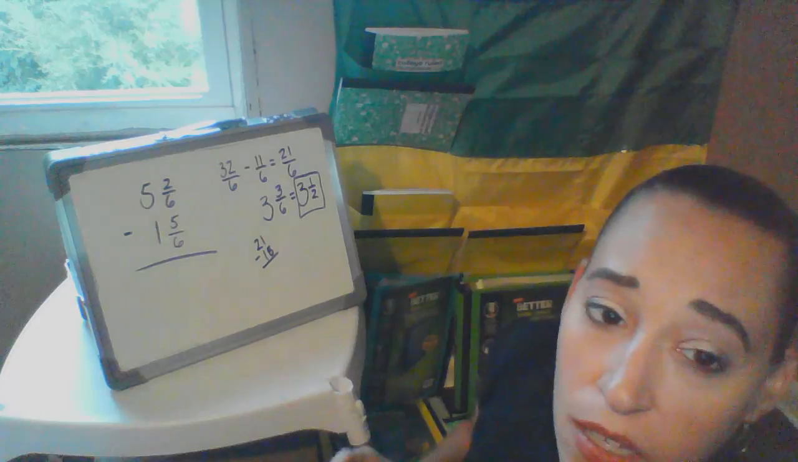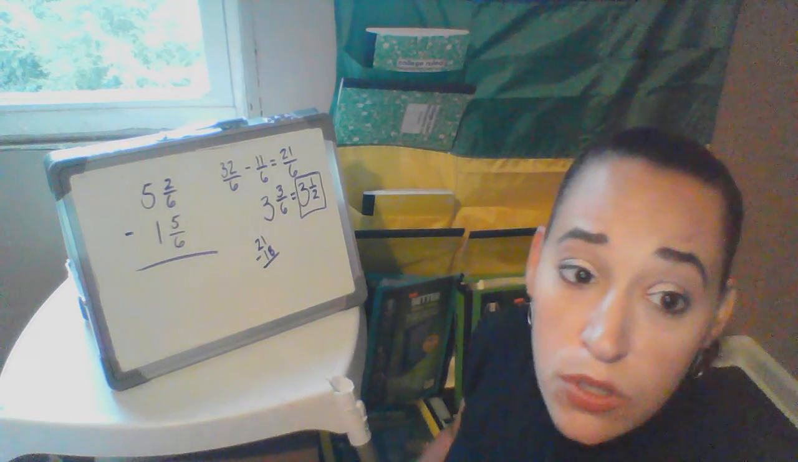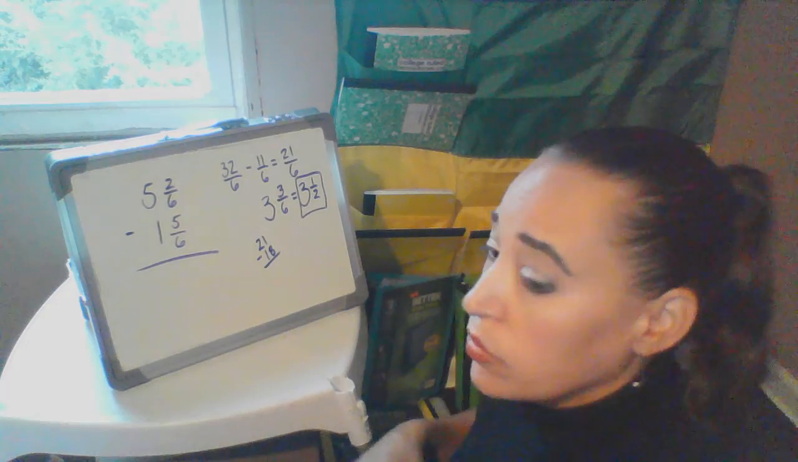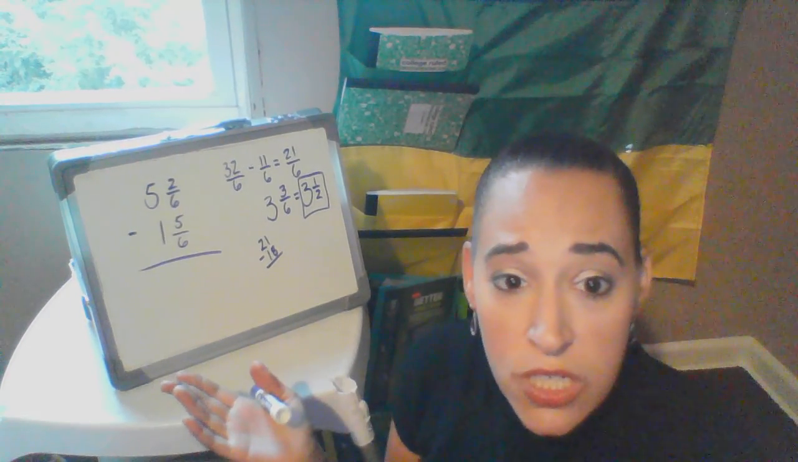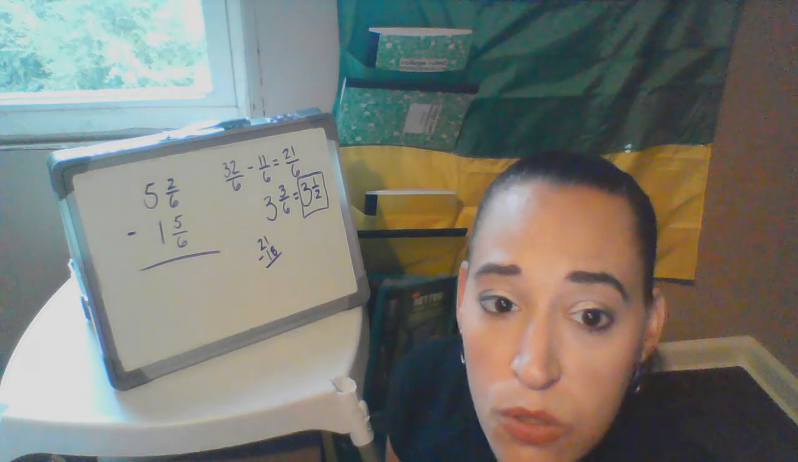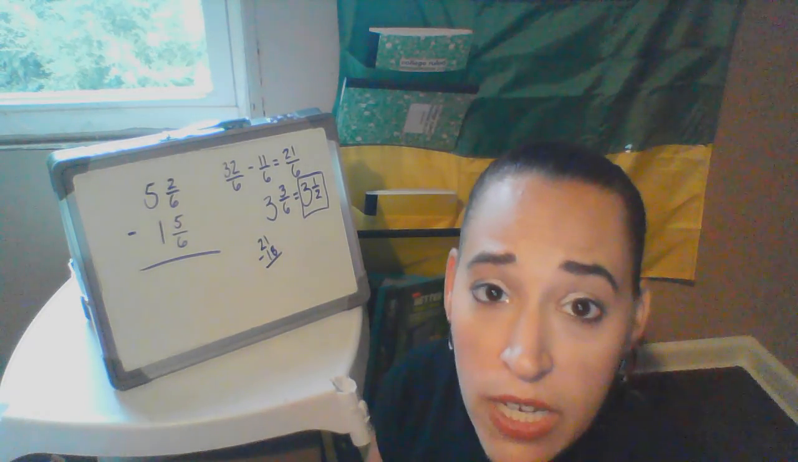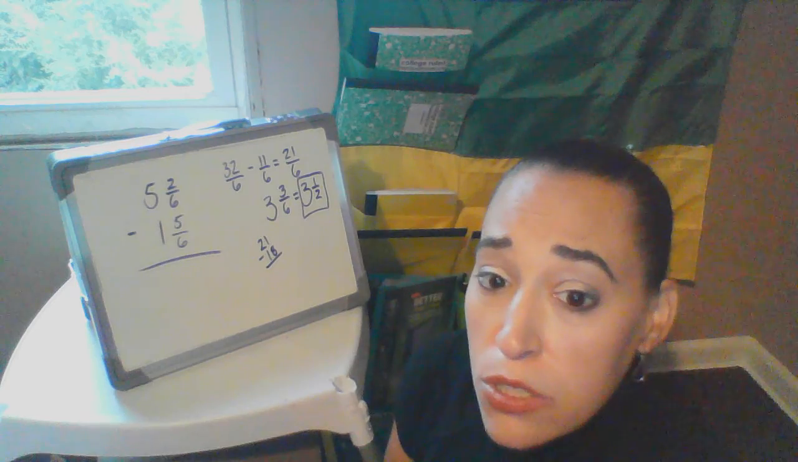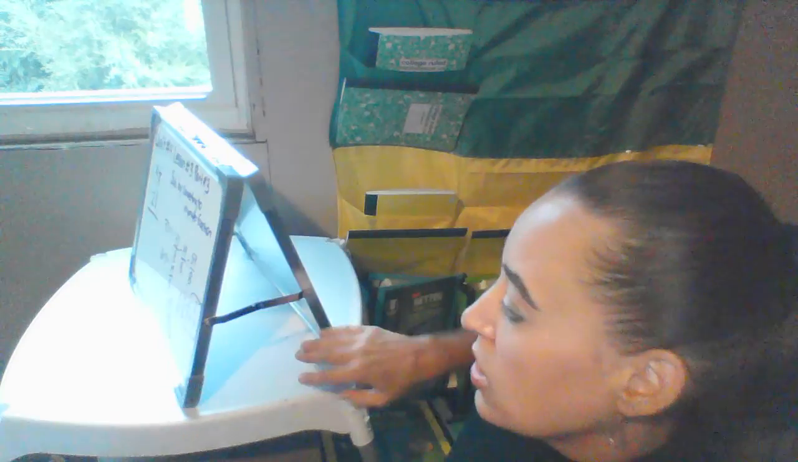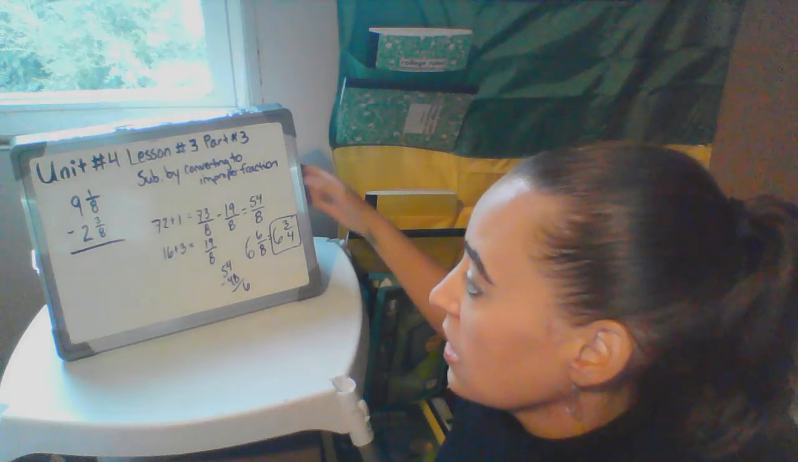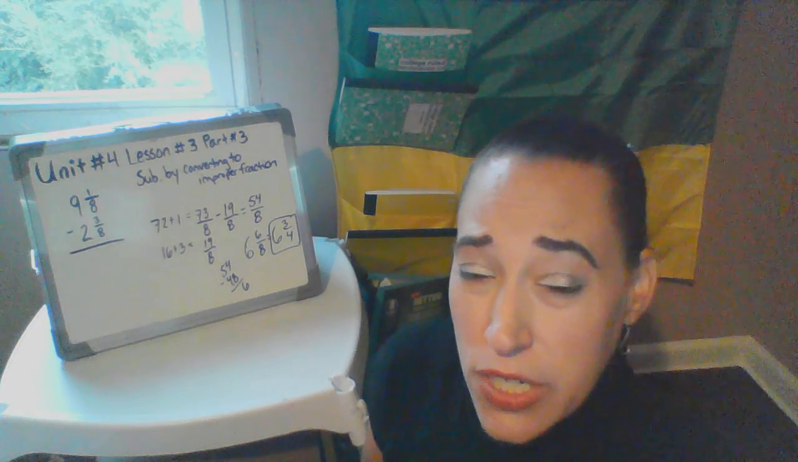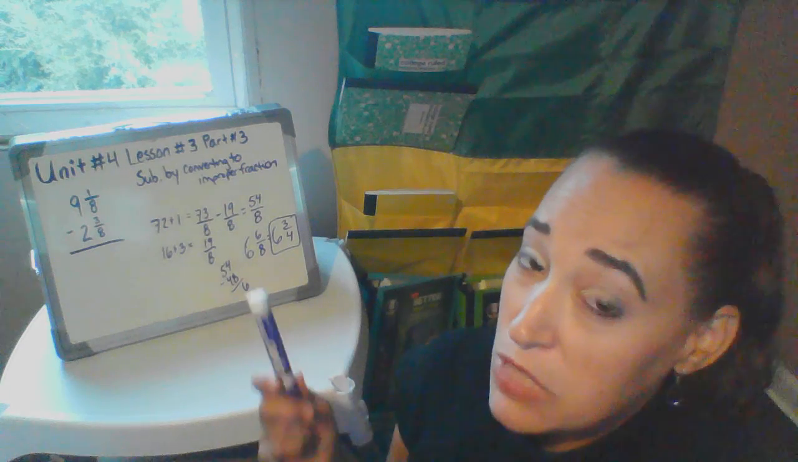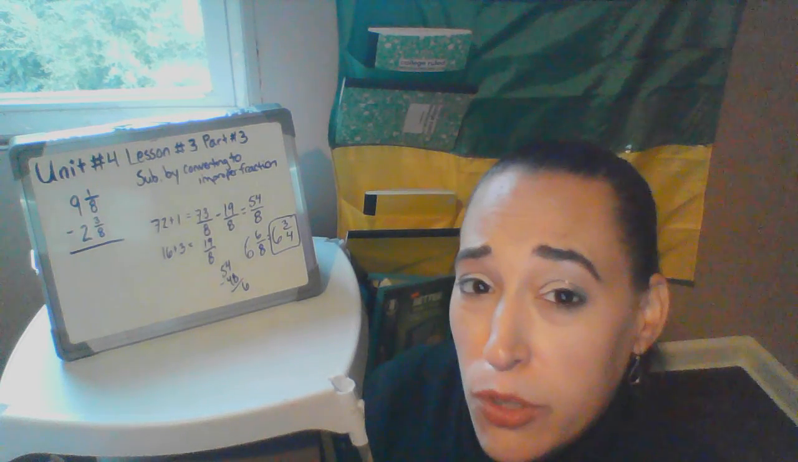So again, you could have done this through regrouping, or you could have done it through turning them into improper fractions and then converting it back to a mixed number for your final answer. So it's completely up to you. I just wanted to show you this additional way in case converting back and forth between improper fractions and mixed numbers is easier for you. But again, sometimes this may not work and you might have to regroup.